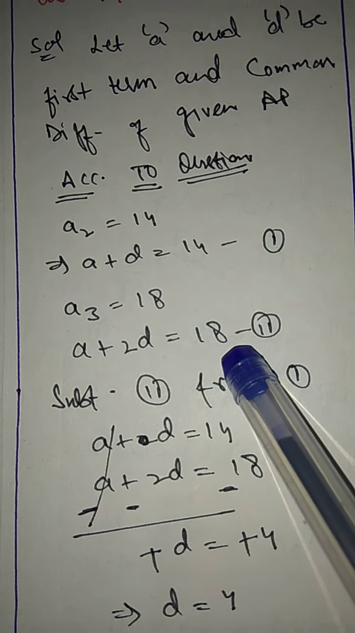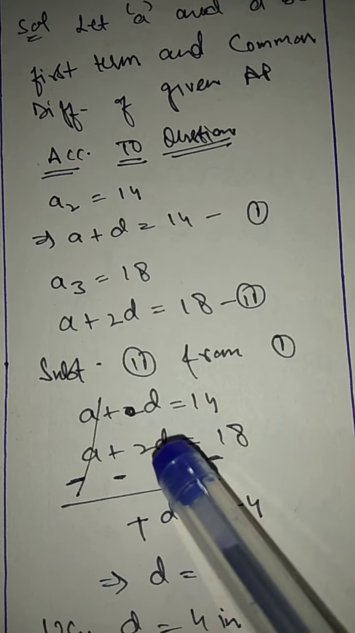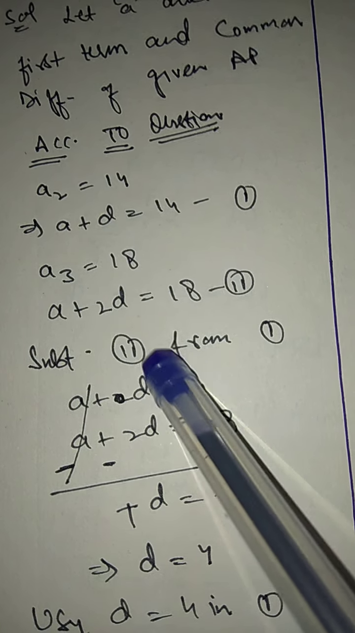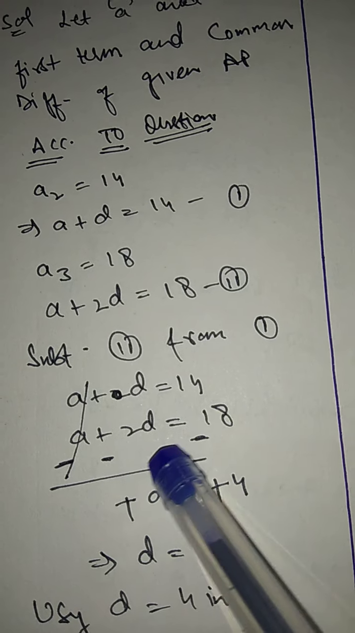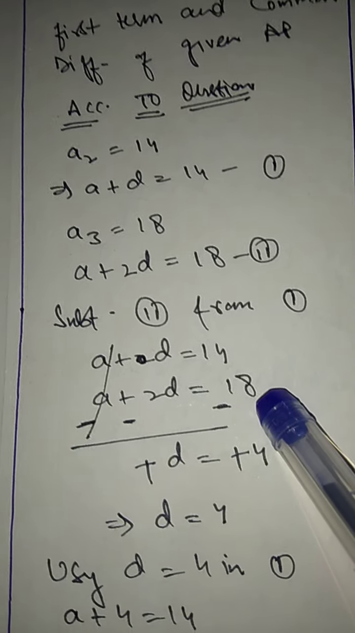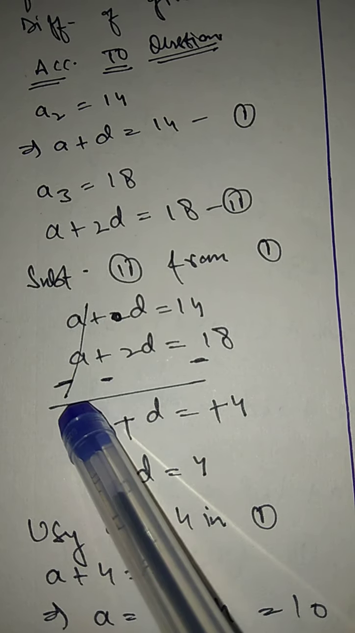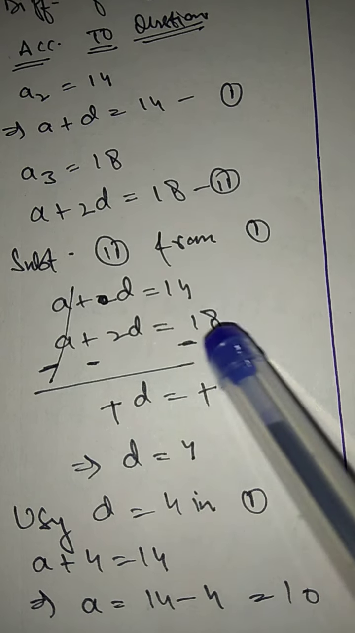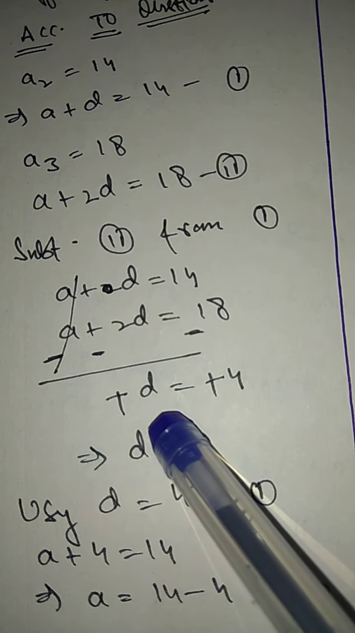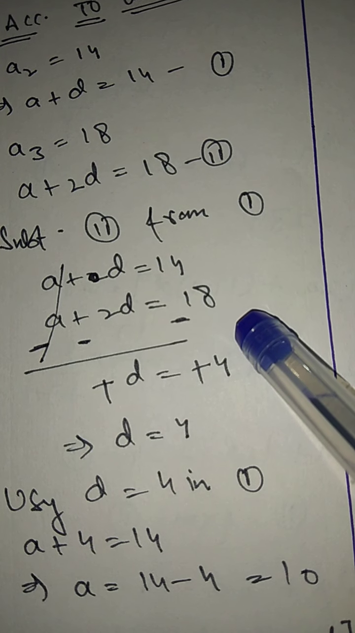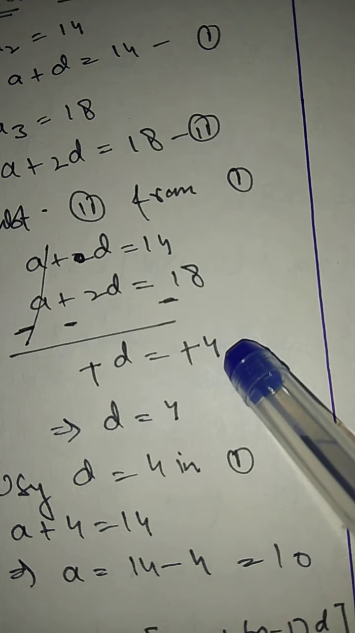Now, as you know, these are linear equations in A and D. For solving them, we subtract the second from the first equation. So the first is A plus D is equal to 14 and the second is A plus 2D is equal to 18. While subtracting, we know that the signs of the second equation get changed. So it becomes minus A, minus 2D and minus 18. Positive A and negative A get cancelled out. D minus 2D gives minus D. 14 minus 18 gives minus 4. Here minus and minus get cancelled out, that is D is equal to 4.